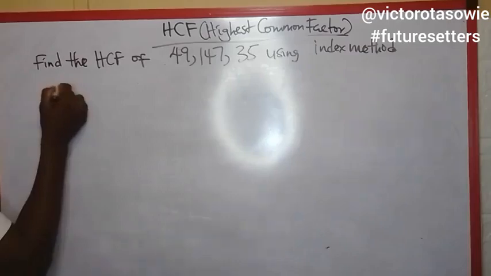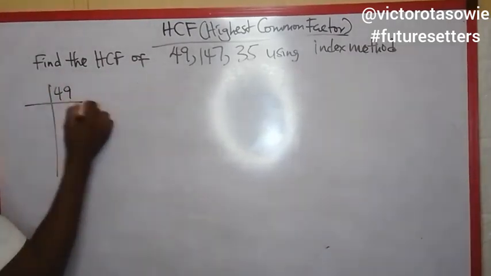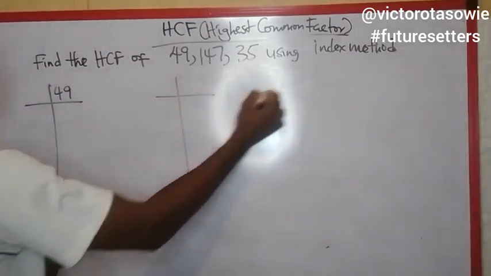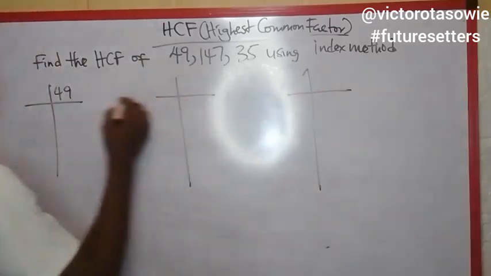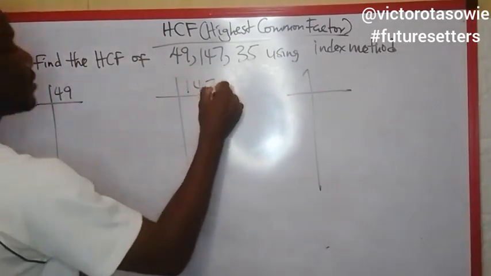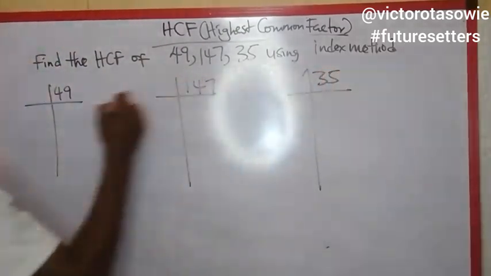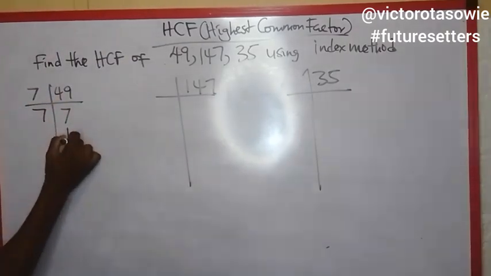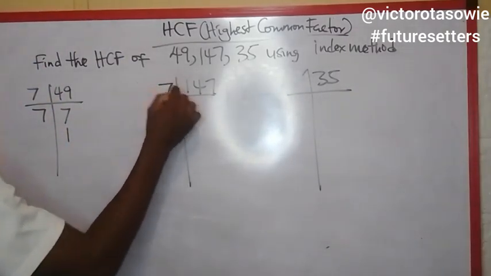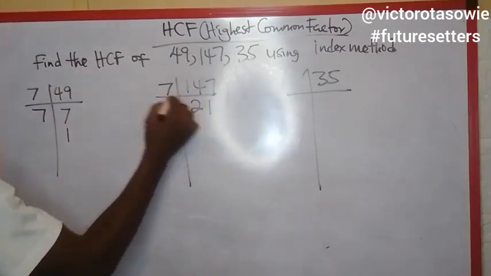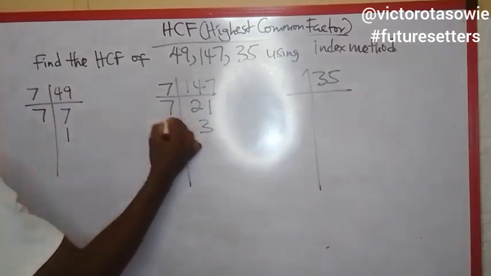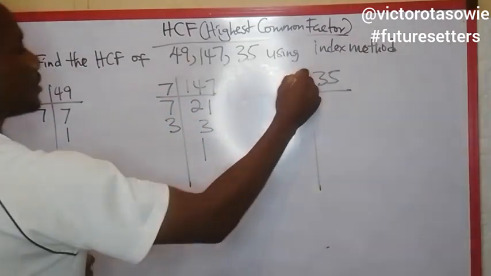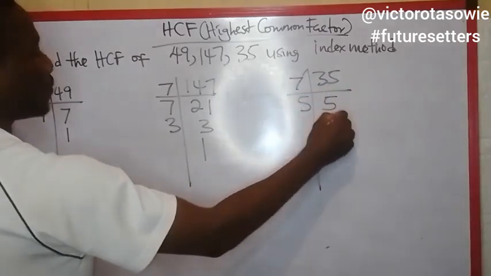So we are going to draw this here, and we are going to draw this here. So we have 49, we have 147, and we have 35. What can go here? 7. 7 into 49 is 7. 7 here, 1. 7 can go here, 21. 7 here, 3. 3 here, 1. 7 here, 5. 5 here, 1.